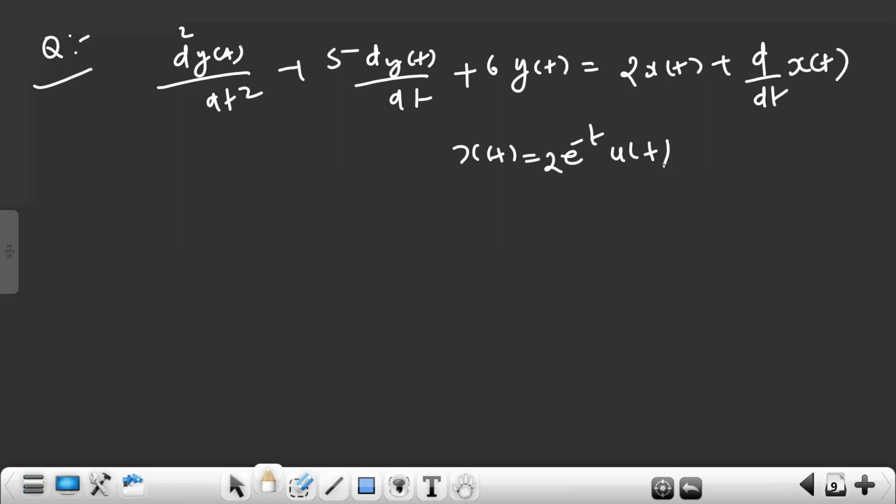d square y of t by dt square plus 5 d by dt y of t plus 6 y of t equal to 2x of t plus d by dt of x of t, given that x of t is equal to 2 e to the power minus t u of t. So first I will go for the natural response.